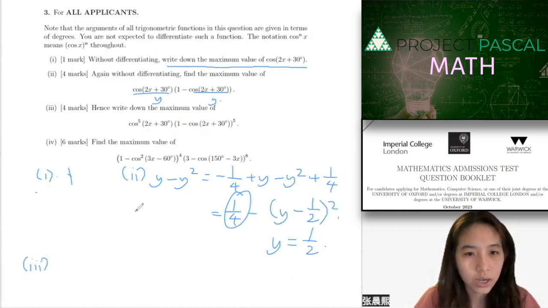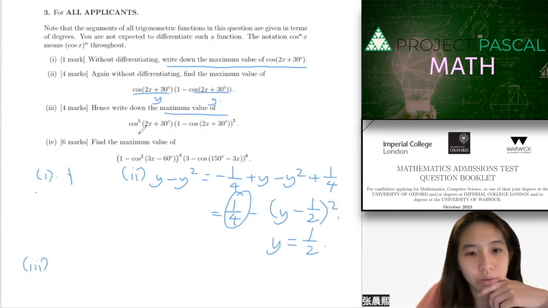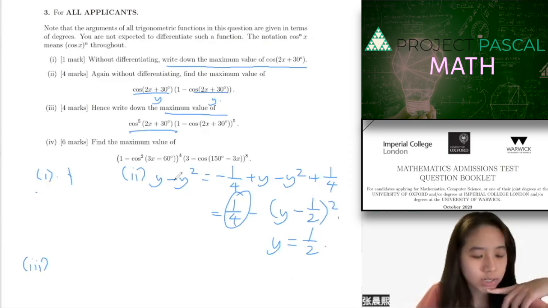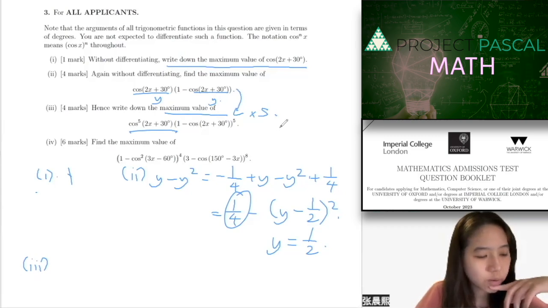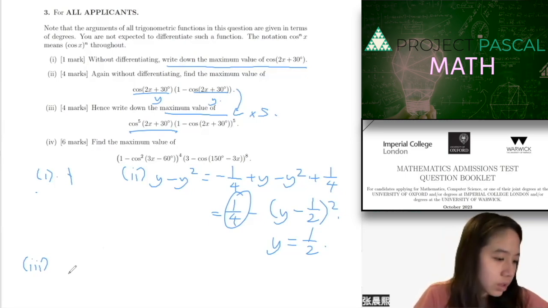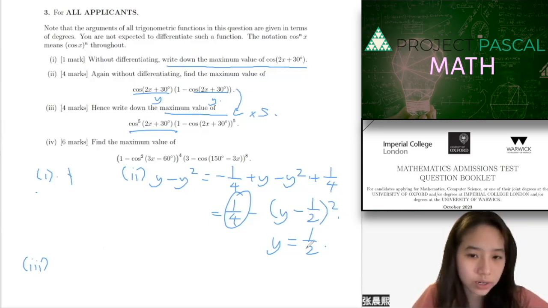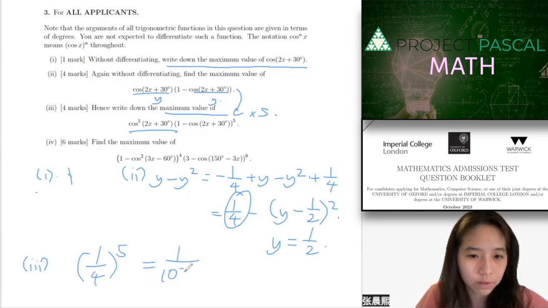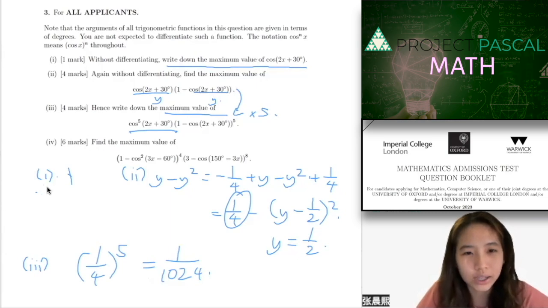Okay, so this time it asks you to find the maximum value of this. Once again, you realize that it is the first equation raised to the power of 5. So the maximum value occurs at the same value of y itself. Here it is, so it's 1/4 raised to the power of 5, which is 1/1024, which probably isn't too smart. I don't know why this is 4 marks, but I guess MAT has its ways.